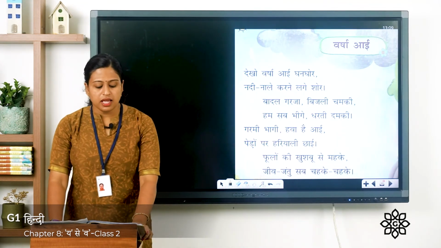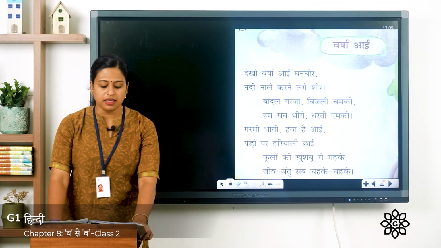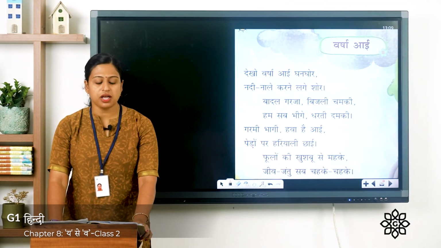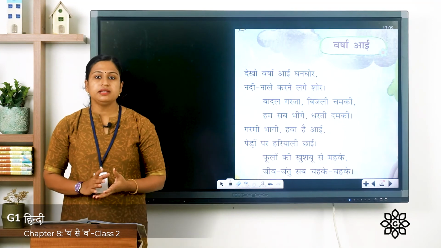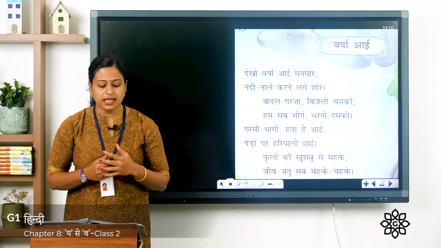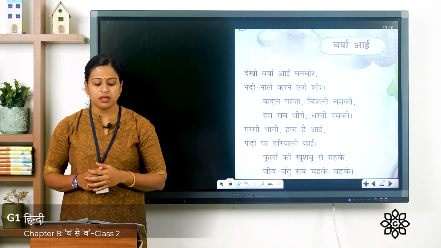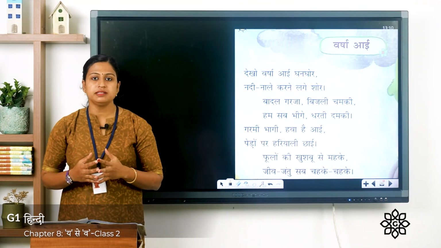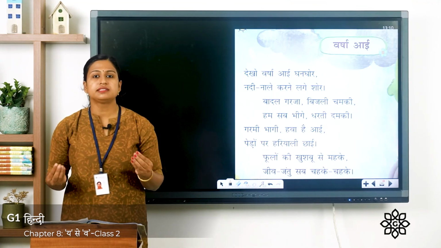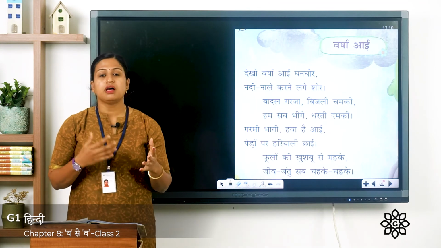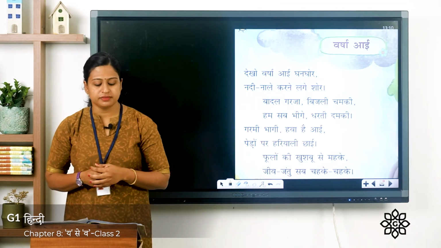Next two lines. गर्मी भागी हवा है आई, पेड़ों पर हरियाली छाई. So, when it rains, the temperature cools down and wind blows. पेड़ों पर हरियाली छाई means when it rains, everything brightens up. So, the trees look more green in color.